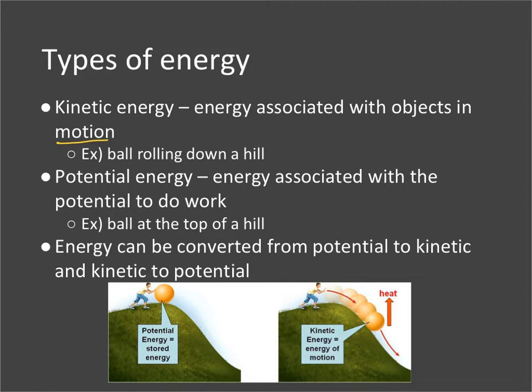Potential energy is also known as stored energy, meaning that it's not necessarily performing work at this time, but something could change and make it perform work. For example, in this example at the bottom, we see this person with a ball at the top of the hill. This ball has potential energy, so it's not moving. It doesn't have kinetic energy yet, but if this person lets go or even pushes this ball down the hill, as it starts to roll, it now has kinetic energy. It's important to note that these two forms of energy can go back and forth. Energy can be converted from potential energy to kinetic energy and from kinetic energy to potential energy.